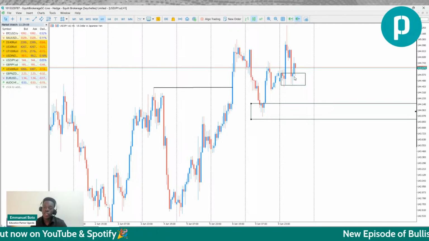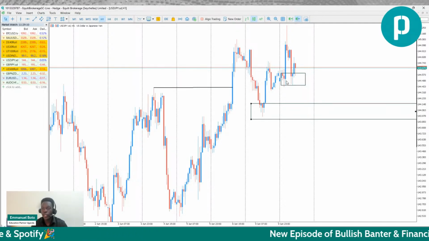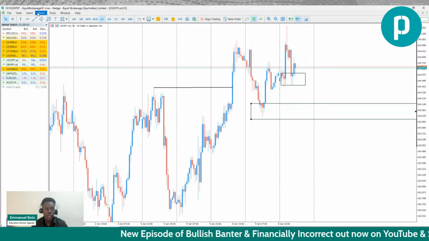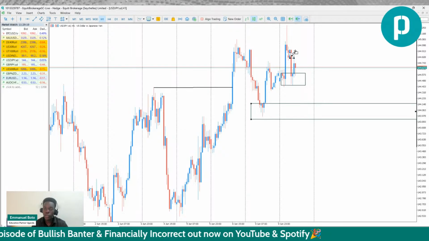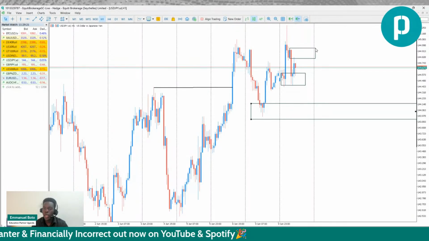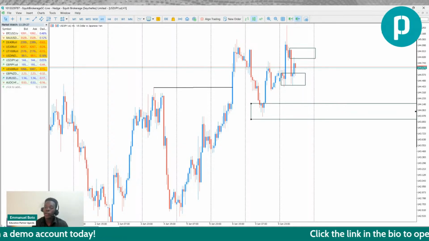So what happens in most cases, price can use this supply level to push to this demand level, to push all the way to the supply level. Then from this supply level, it can actually push lower into this extreme demand level, and then later on buy to the upside.